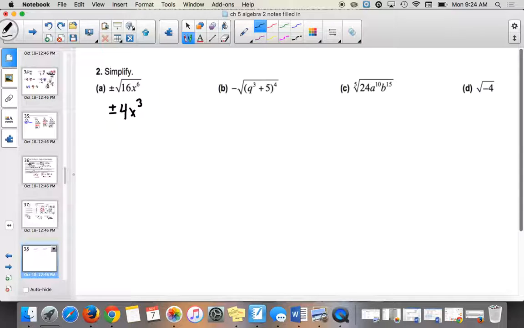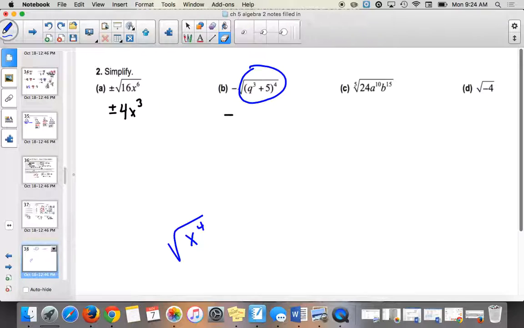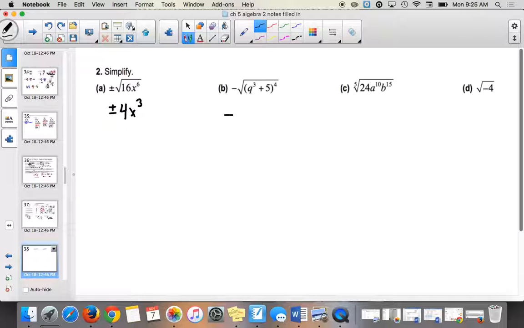Okay, this one has a negative out front. Negatives out front are fine, so we just have a negative out front. So what do you guys think if I have the square root of something to the 4th power? Well, what if I had the square root of x to the 4th? What would that be? X squared. So what do you think this one's going to be? It's going to be q cubed plus 5 squared, like that.